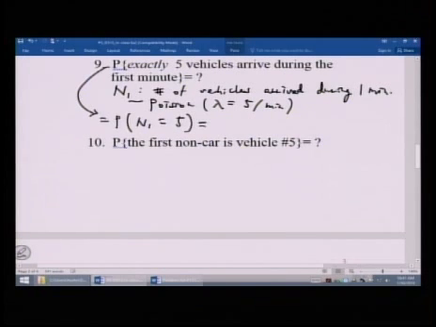Then how do you get this? That's going to be e to the minus lambda t, where t is equal to 1, and then lambda t, so lambda times 1, to the power 5, and then 5 factorial. So we're going to get a certain value. Of course, lambda here is 5.